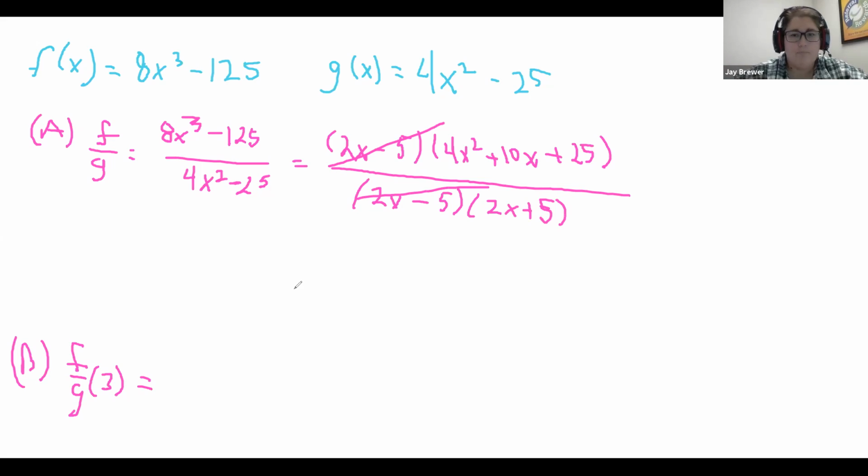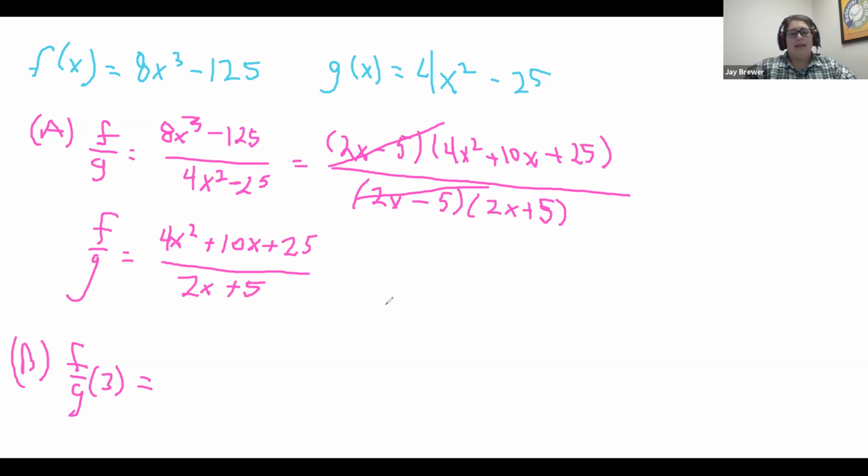So I guess if we want to be neat, I can rewrite it. F over G is just 4x squared plus 10x plus 25 over 2x plus 5. And now to do part B, we just have to throw it in.